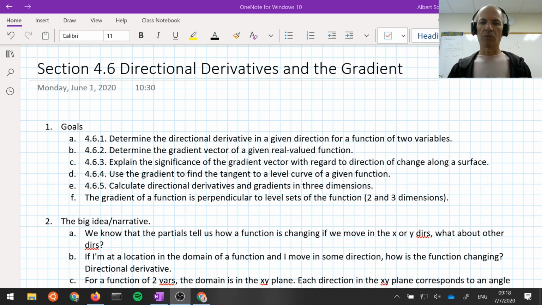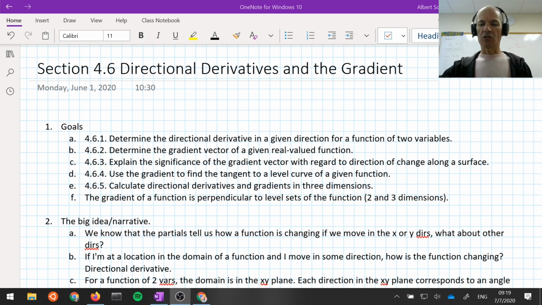I want you to pay attention to all of the goals of the section. I want you to be able to compute directional derivatives. I want you to be able to compute the gradient vector. I want you to understand the role of the gradient vector in directional derivatives and understanding how functions are changing. And I want you to understand that the gradient function gives a vector, it gives a direction that is perpendicular to level sets of the function. And this is true not only in 2 and 3 dimensions, but in fact in n dimensions.